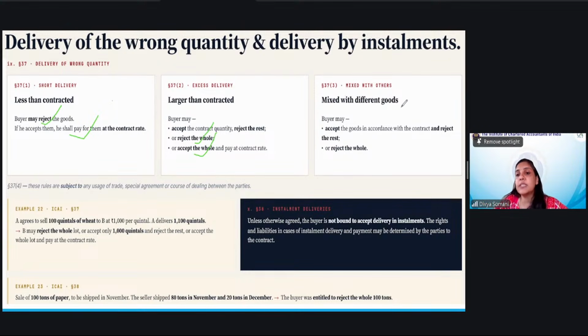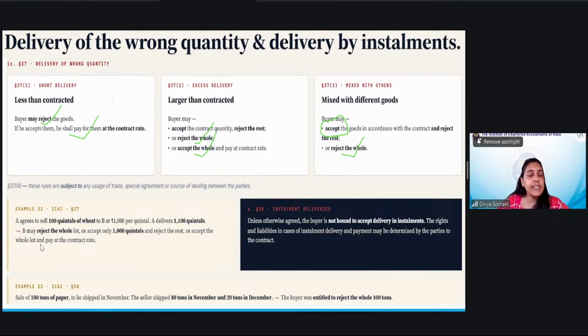If the goods are mixed with different goods, the buyer may accept. You can take the example of vanilla ice cream and chocolate ice cream. So that has been mixed. I ordered vanilla, but I got chocolate ice cream. So you have the choice to accept the goods and reject whatever is not of your choice. Maybe 2 or 3 items you had ordered, 2 are okay, but the third or the fourth item are not as per your order, then you can reject the whole or you can accept whatever you had ordered. So that is what is mentioned here.